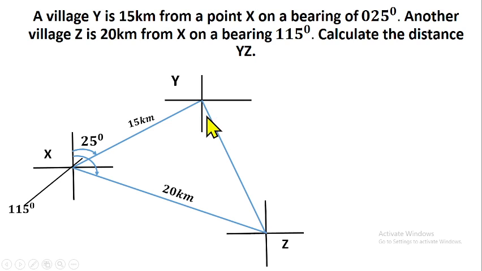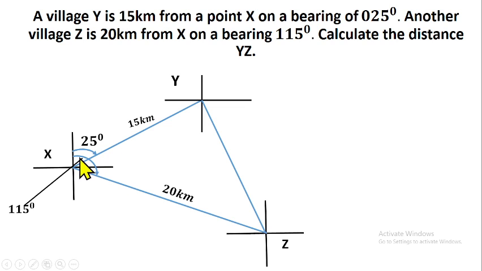We cannot get any angle here, but we can get an angle at this point here because of the parameters given, this 25 degrees and this 115 degrees. So we should be able to get an angle inside the triangle. By now you should be able to tell me the angle we have inside this triangle. If you want to try, you can pause this video and tell me the angle that will be here.